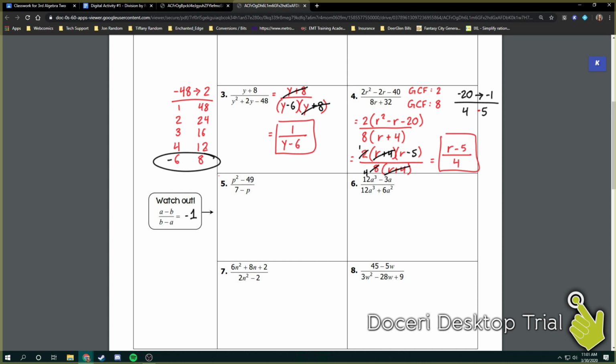Okay, so I want to see if there's anything I can do to factor it. This numerator is a difference of squares. So let's see, this is a value of p and a b value of 7. So that's going to factor into p plus 7, p minus 7. And then our denominator we can't really do anything to, so it's there.